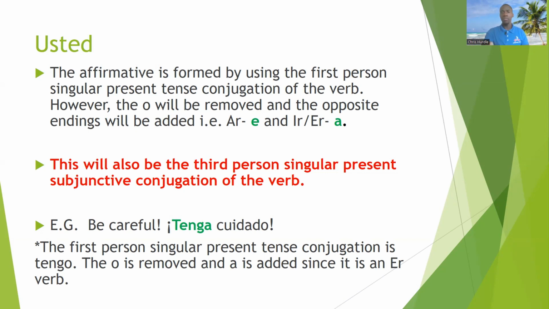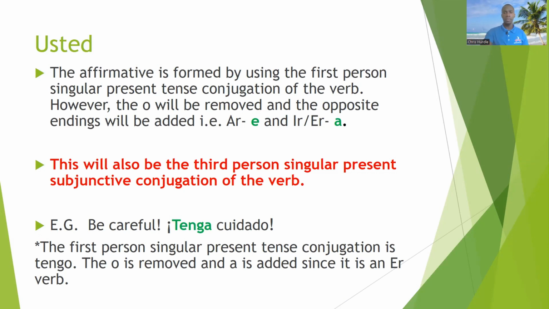You would already know. But if you don't know, to form it, we just use the first person singular present tense of the verb. We remove the O, and then we add the appropriate endings based on the type of verb. So if it's an AR verb, we add E, and if it's an IR or ER verb, we add A. Okay? So let's look at an example.